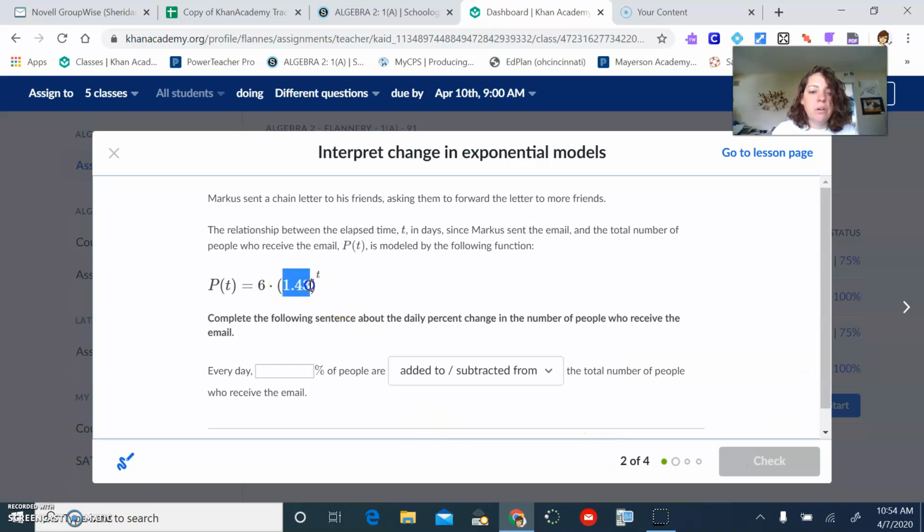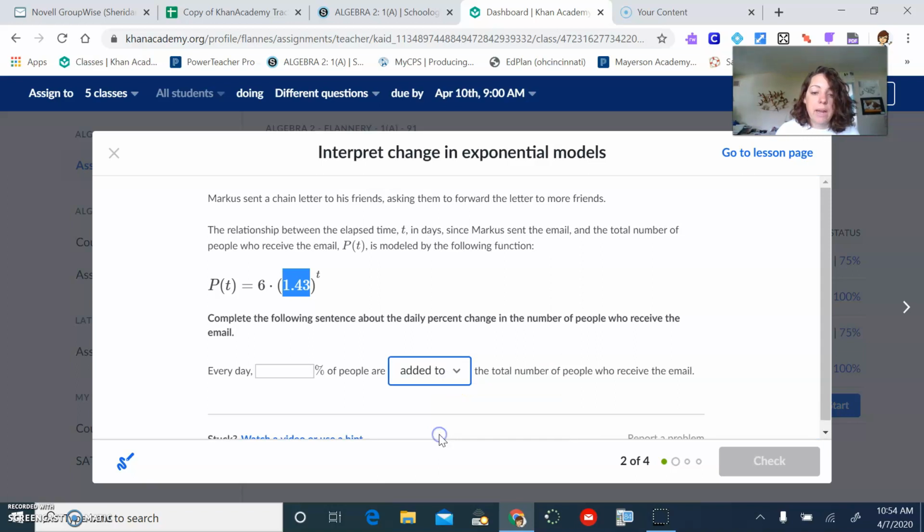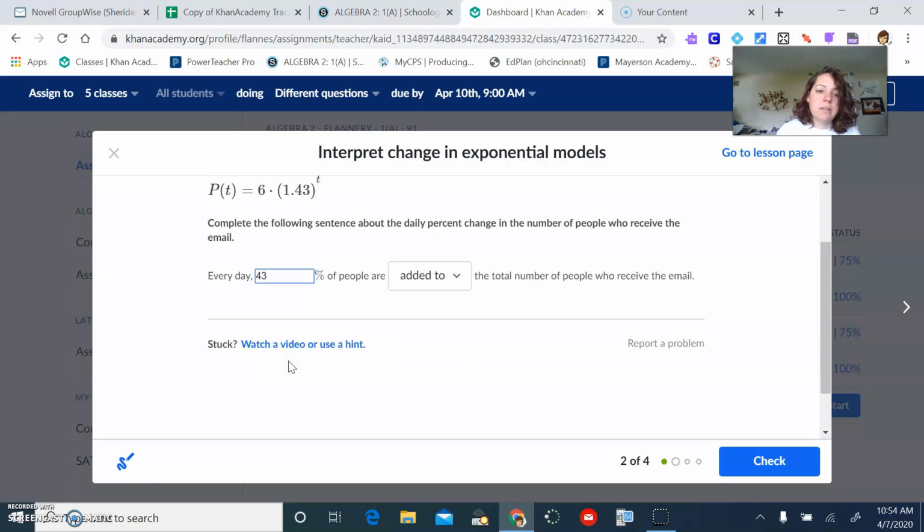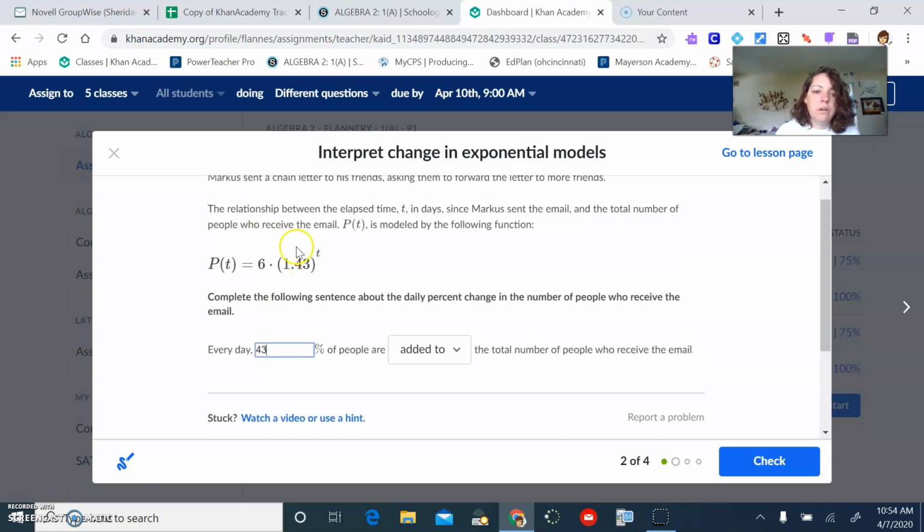This one here, is it bigger or smaller than 100%, than 1? Well, it's bigger than 1, so it's going to be growing or adding. And since this time they're asking how much more, what percent, it says right here, this percent sign, they're asking what percent of this is bigger than 100%. So it's at 43%. If you take away 100% from 143%, you get 43.